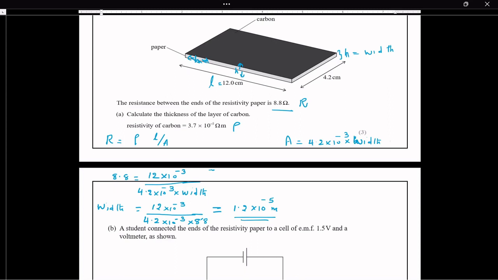So they're asking you to find out the width or the height. For that, I'm using this equation, rho L over A. This L is the length, 12 centimeter, and area will be the width times 4.2. This is the area. So this area only coming here. I'm substituting everything and I'm getting an answer of 1.2 times 10 to the power of negative 5 meters.